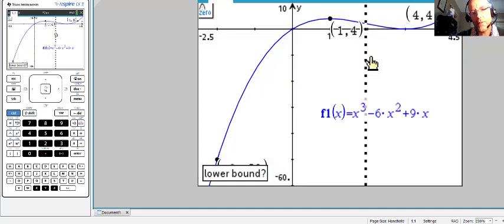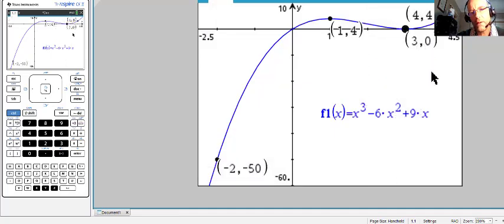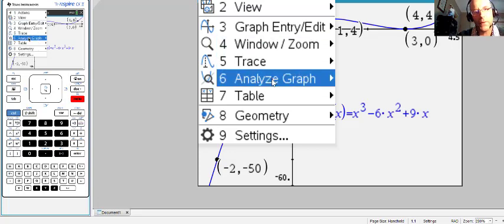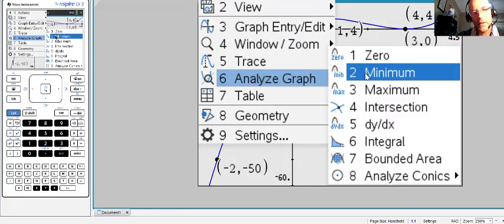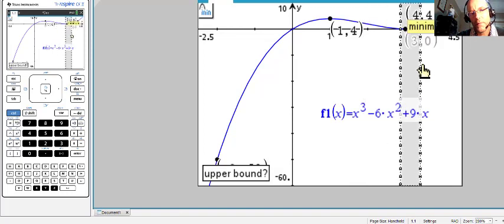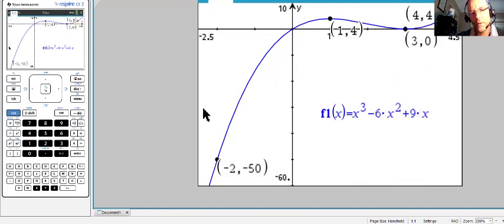If I go zero, it'll say that one there, and if I try and do it again, it'll be interesting, won't it? If I say minimum, oh, look, it's identified the same point. I did all right.